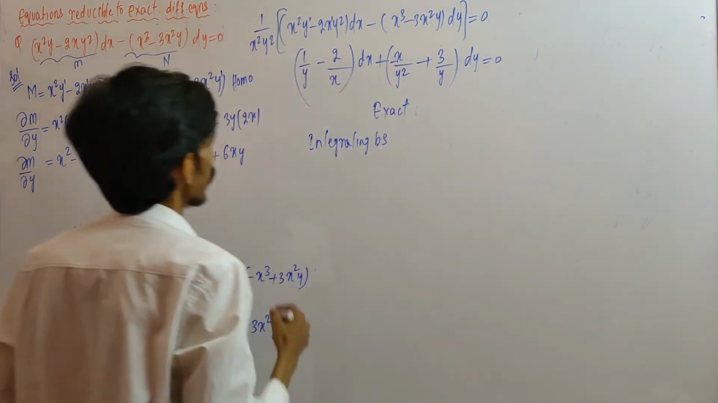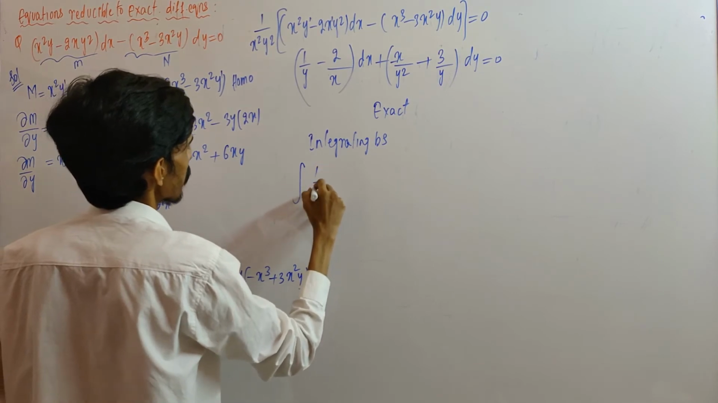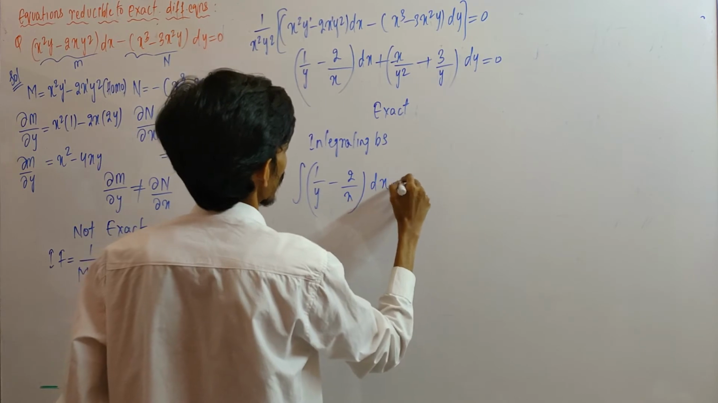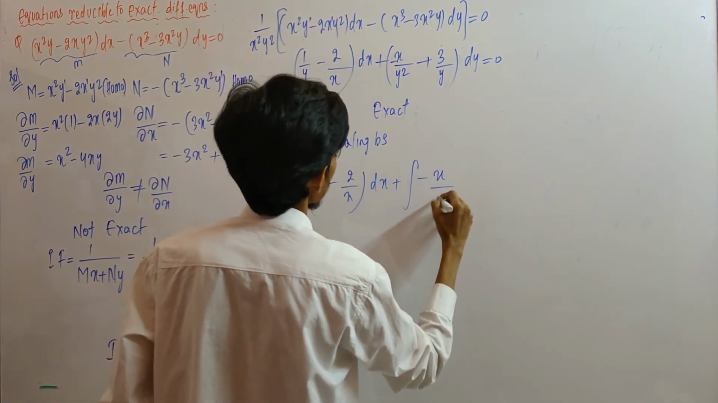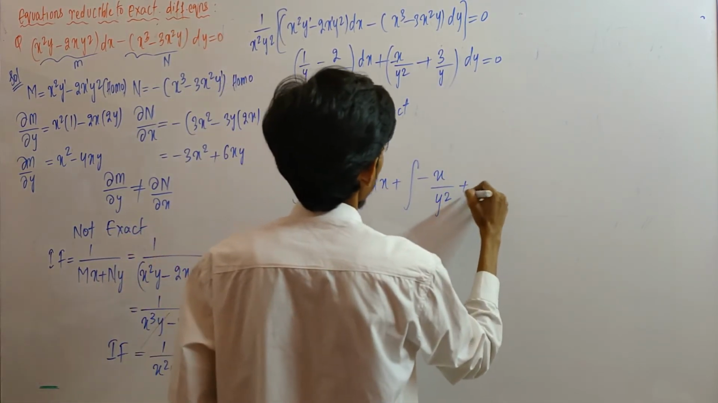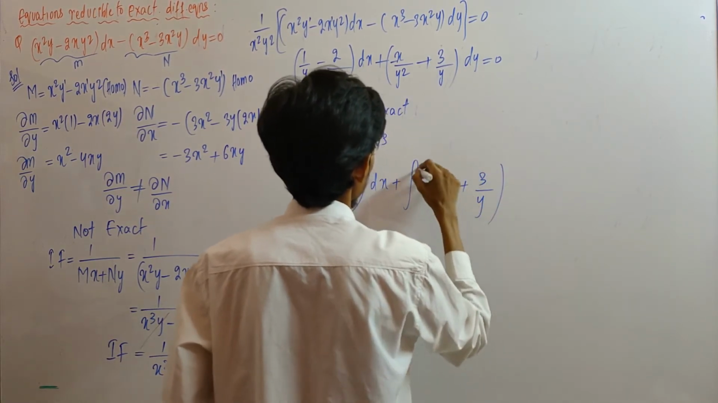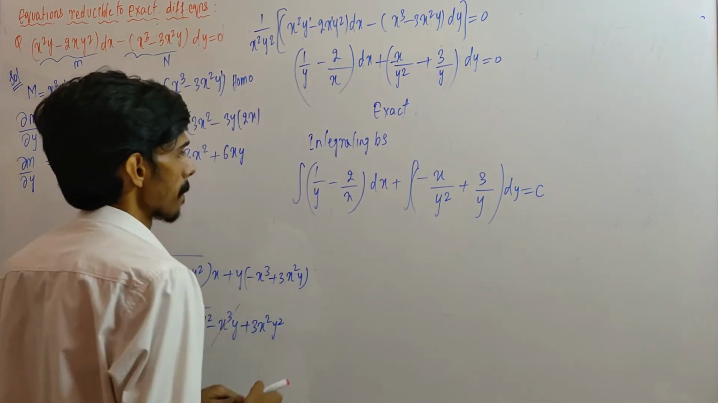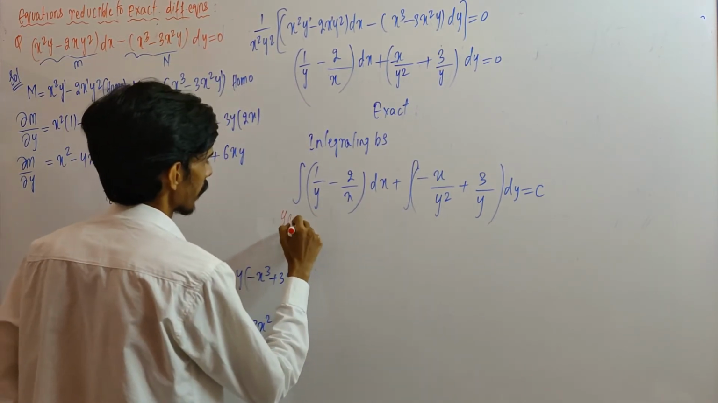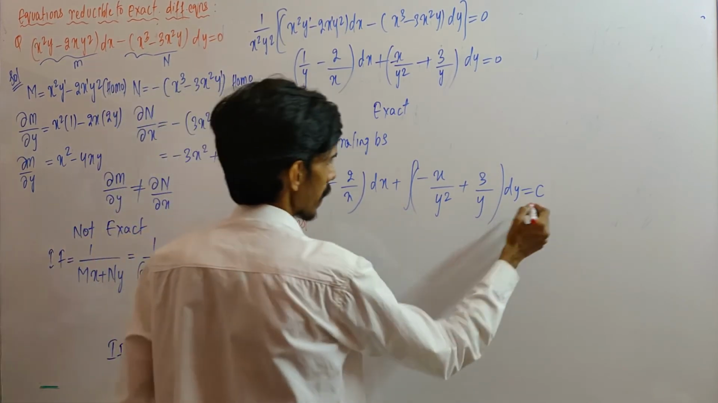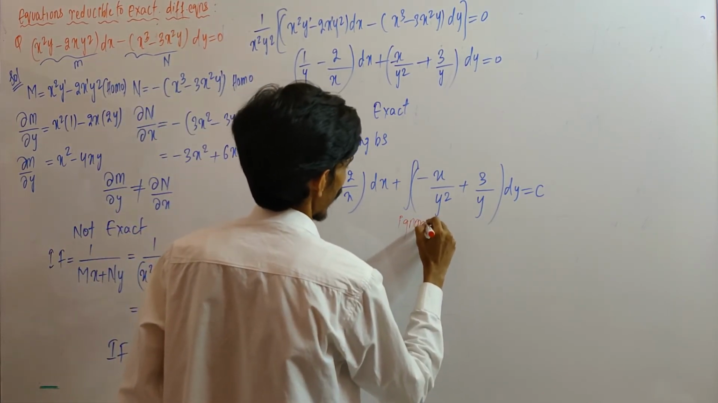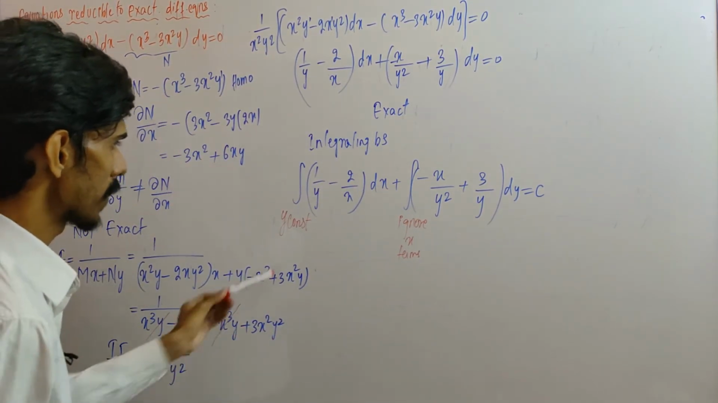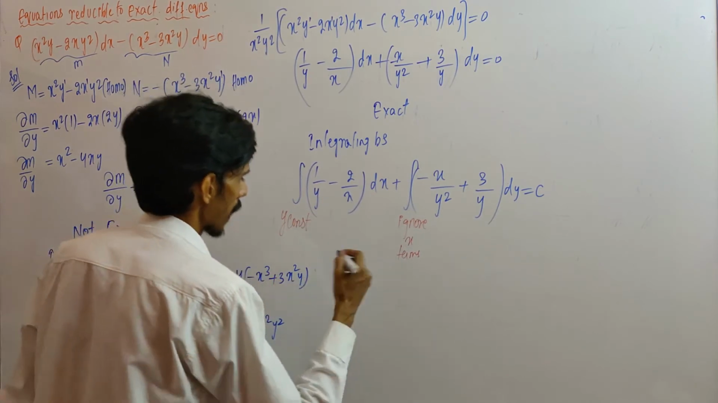Here I have 0. So here I'll have integration of 1 by y minus 2 by x dx plus integration of minus x by y square plus 3 by y dy is equal to constant. Here dx is there, so treat y as constant; dy is there, so ignore x containing terms. So y is a constant, so 1 by y is outside.